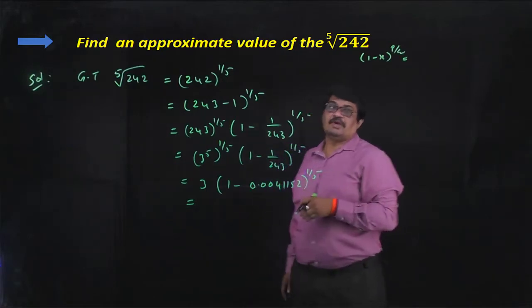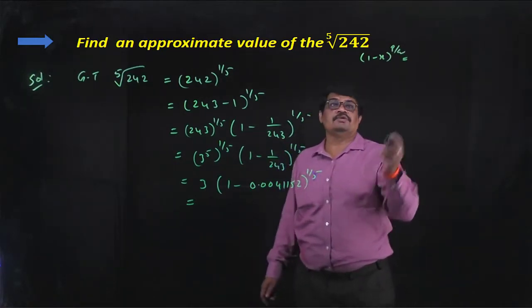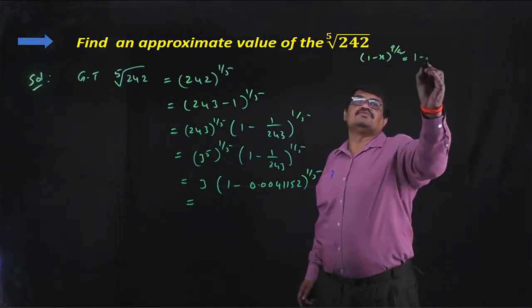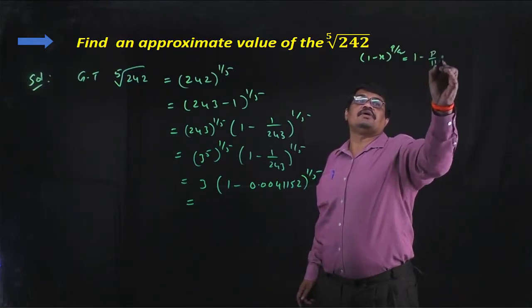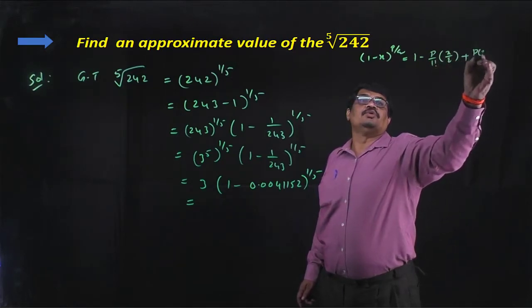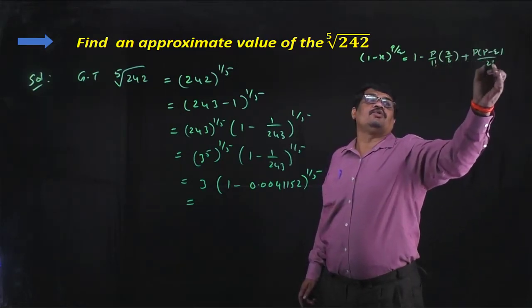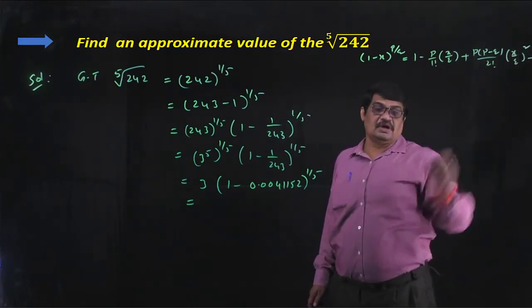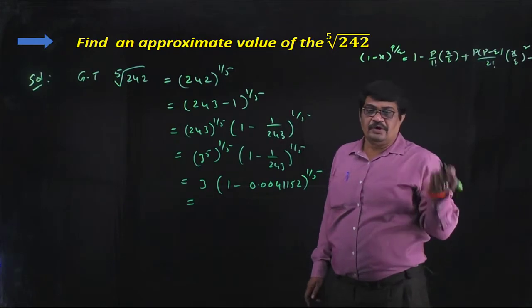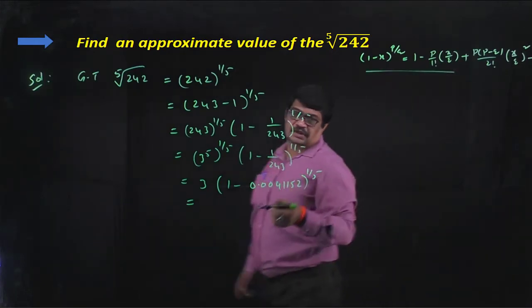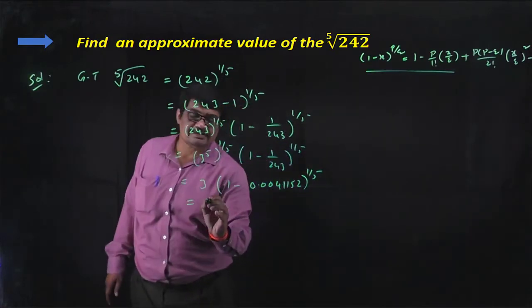What is the formula for (1 minus x) whole power p by q? That is 1 minus p by 1 factorial into x by q plus p into (p minus q) by 2 factorial into (x by q) whole square minus and so on. Now we are using this formula, that is the binomial expansion. We are expanding this one.